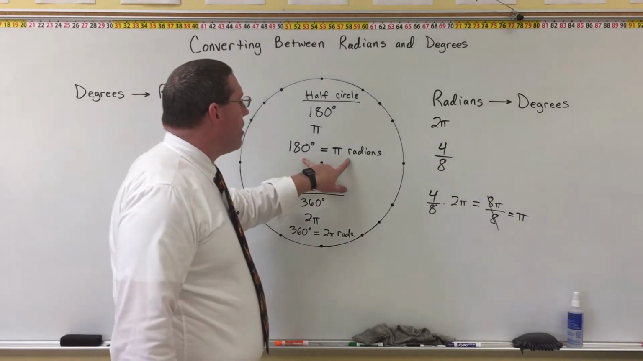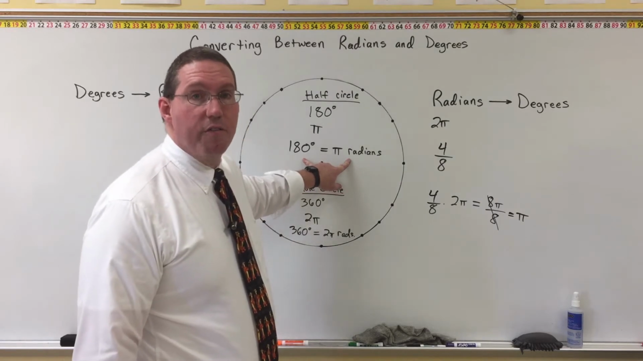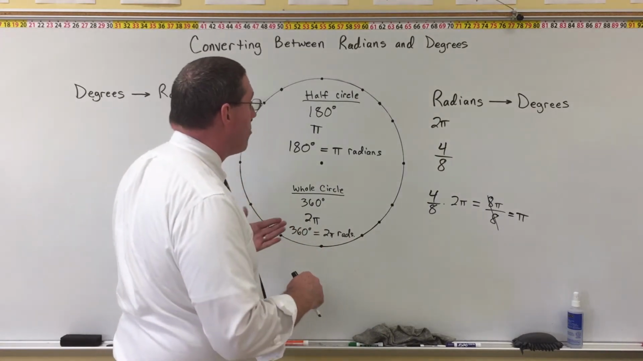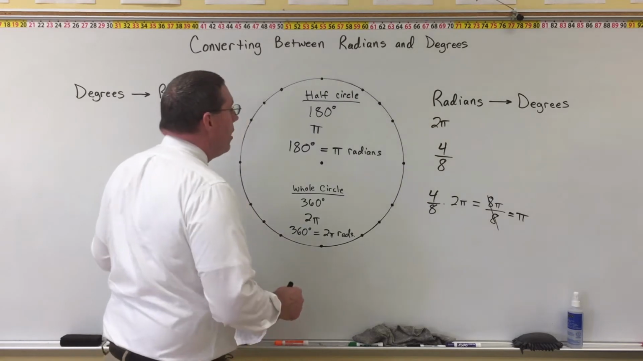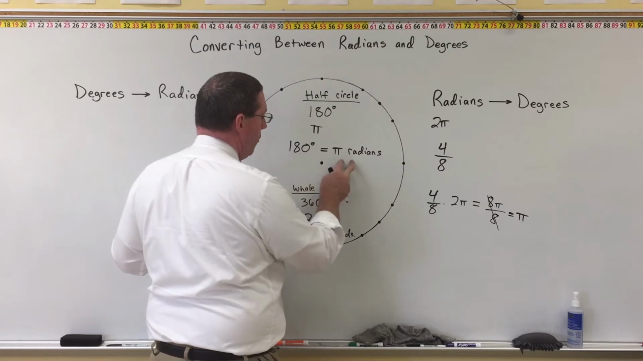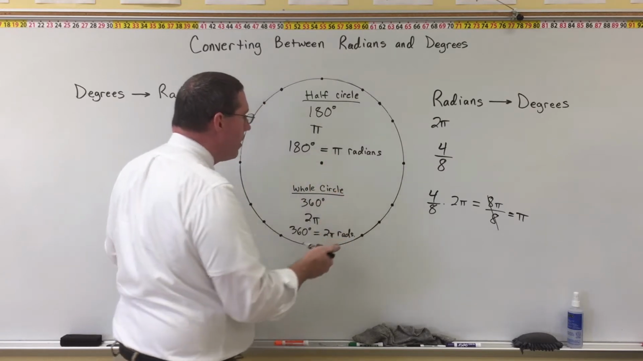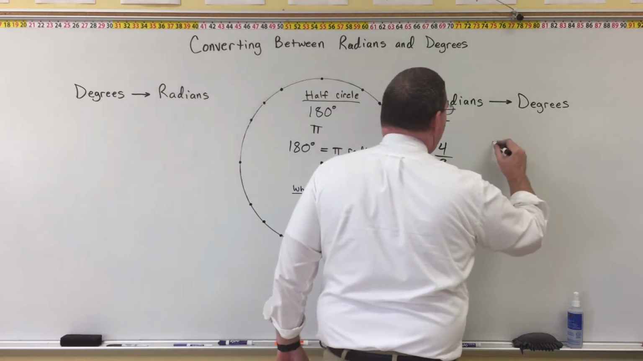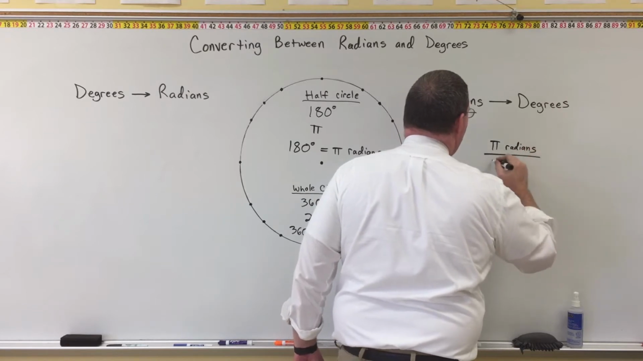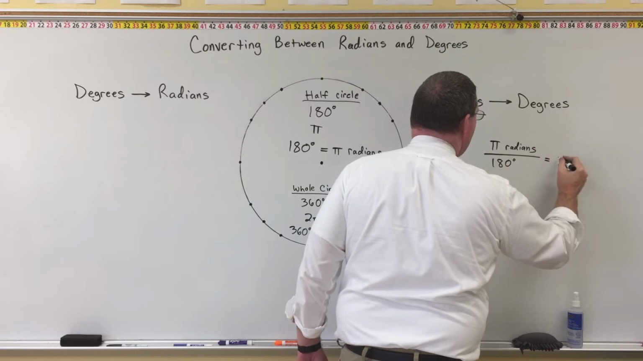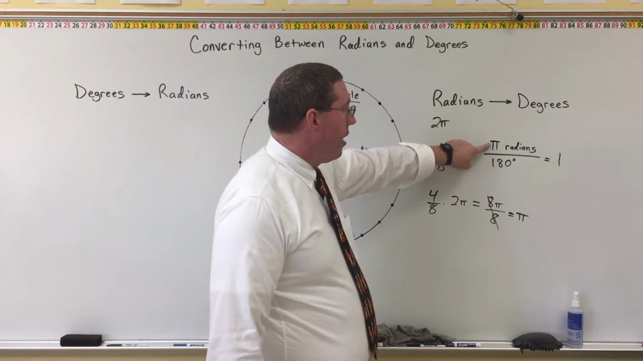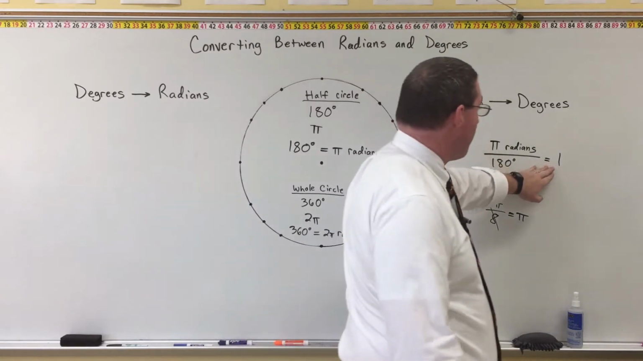And we can now use this equality, this conversion, to either go from radians to degrees or from degrees into radians. And here's how we're going to do it. If both of these things are equal to each other, if 180 degrees is equal to pi radians, then couldn't we say that pi radians divided by 180 degrees is equal to 1? Isn't that true? Because if these two are equal, anytime you take something and divide it by what it's equal to, your answer is 1.